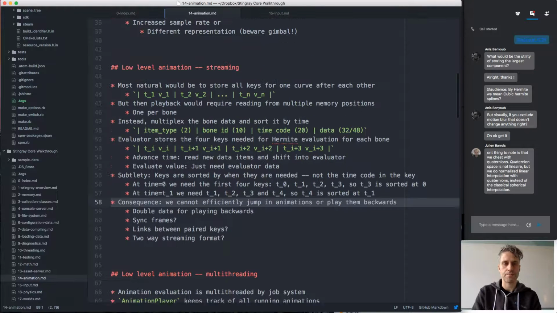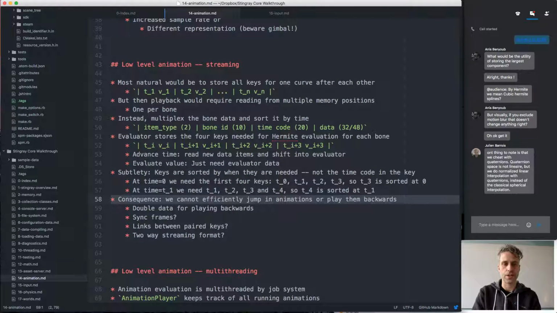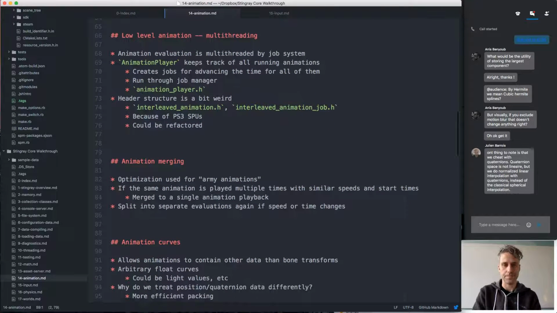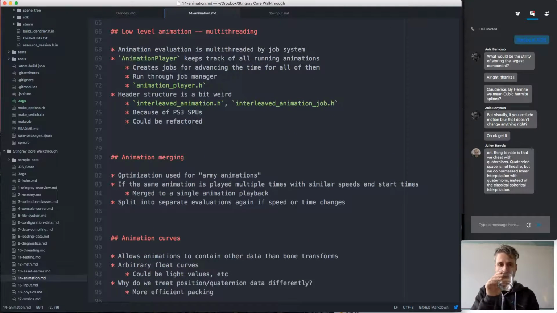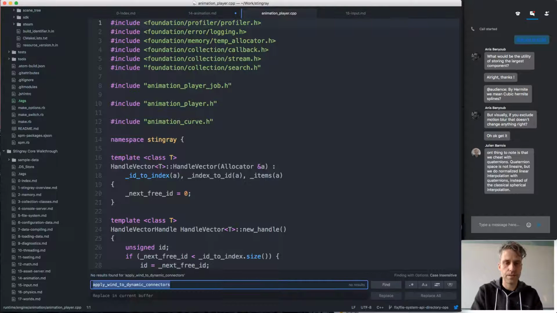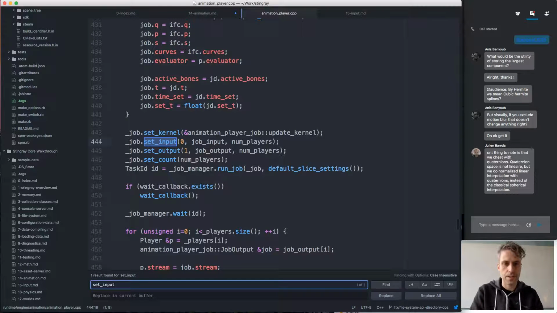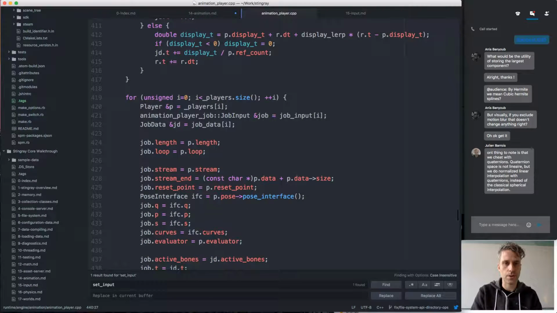So that's how the lowest level evaluation of animation works. We also multi-thread the animation using the job system. We have a class called the animation player, and it keeps track of all running animations, and it creates a job for advancing the time for them, and then runs that job through the job manager. So let's see if we can find the code here. Let's look for set input ring. So yeah, this is the code that does that.